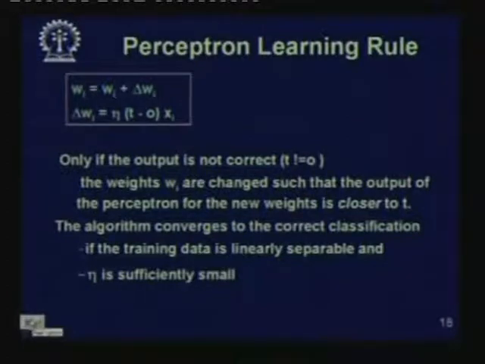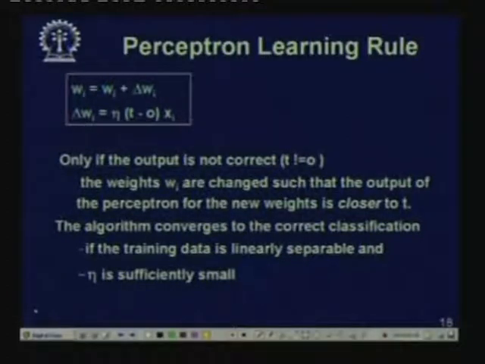Now, what does this training do? If T is equal to O, then do nothing. If T is not equal to O, then the weights Wi are changed such that the output of the perceptron for the new weights is closer to T. This algorithm converges to the correct classification under the following conditions: if the training data is linearly separable and if the value of eta is sufficiently small. This condition we will explain.